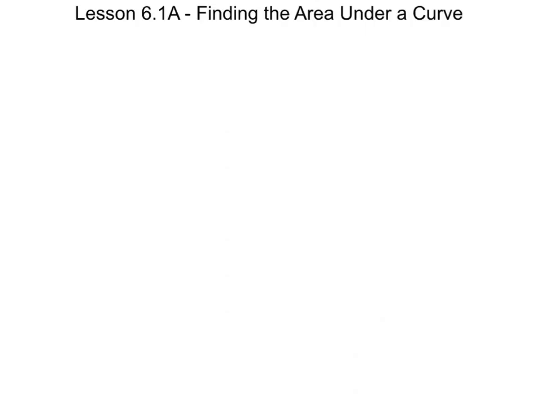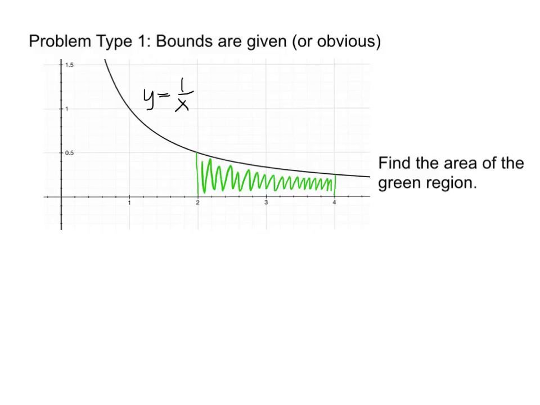So I'm going to go to the next slide and just get right into the first one of these two review examples. The first one I have is the function y equals 1 over x, and I'm just asking us to find the area of the green region.